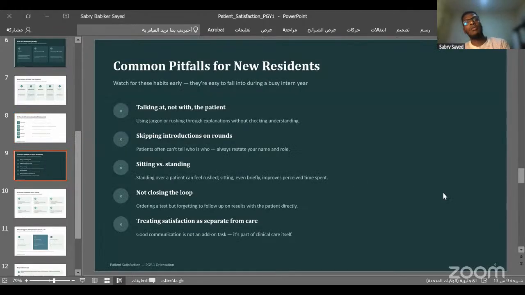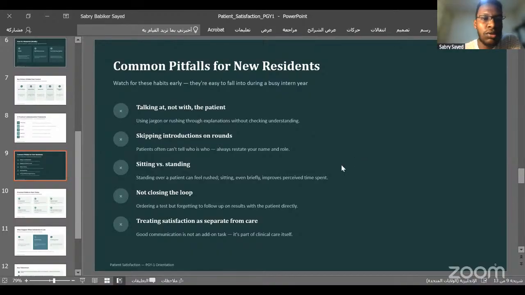Also, there are common pitfalls for new residents that you have to watch for and avoid while you are in your intern year or at your junior level, which are talking not with the patients, using jargon, or rushing through explanations without checking understanding. So when you're explaining a procedure or a finding to the patients, you have to sit with them, talk with them, explain in plain language, and then ask them if they have any questions. After that, you have to ask the patient to repeat what they understood from your talking.